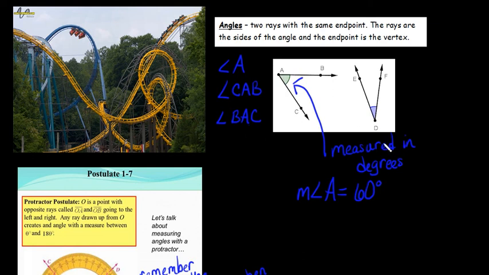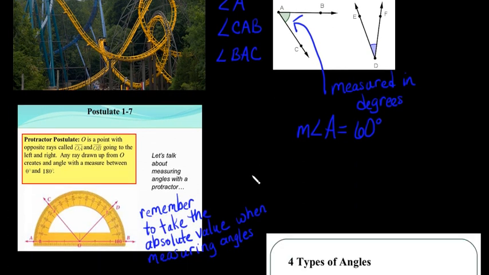Angles are measured in degrees, and so the way I would write that is the measurement of angle A is 60 degrees. I just made that up. It looks like it's 60 degrees. Now we have a postulate. It's called the protractor postulate. We're going to be using those to measure some angles.